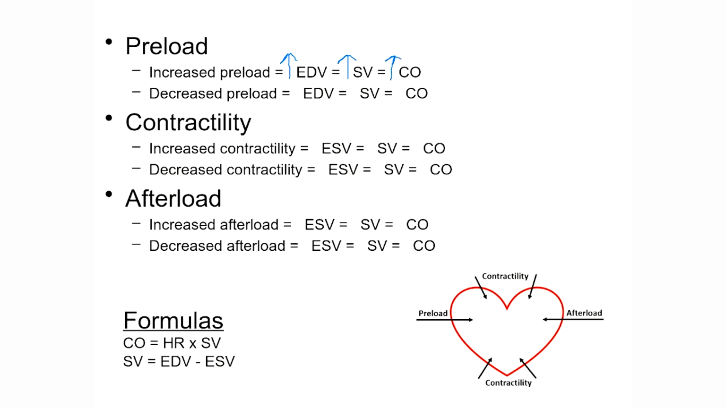Conversely, if preload has decreased because blood is returning to the heart slower for whatever reason, maybe you're sleeping, maybe you're calm and peaceful, if blood is returning to the heart slower, then the heart is going to fill with blood slower than it normally would. So in that case, we're going to see a decrease in EDV. If EDV decreases, assuming everything else remains the same, we're going to see a decrease in stroke volume, and that's going to lead to a decrease in cardiac output.